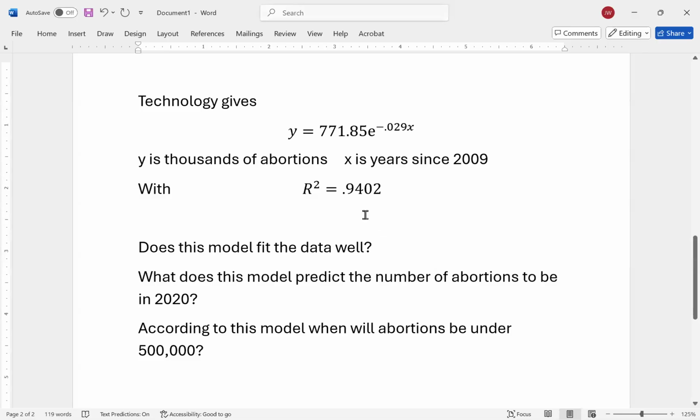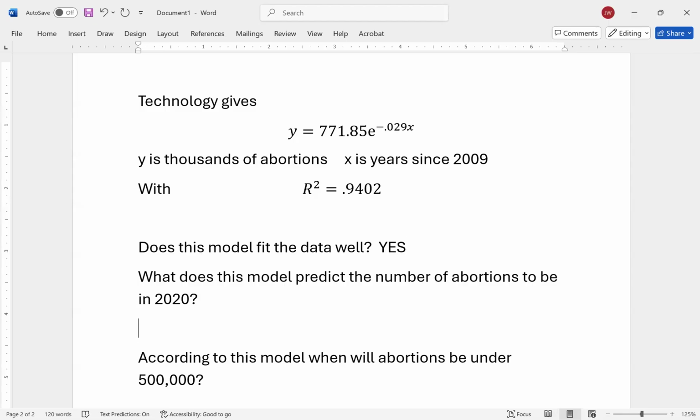Based on what we're given here via technology, again, I am going to be giving this equation to you and the R squared value for any problems in this class. There'll be a companion video that shows you how to do this on your own if you're interested. You can do that in Excel or with a TI-84 calculator. So does this model fit the data well? The answer is yes, because the R squared value is above 0.5. Again, for this class, it's always 0.5 as the cutoff of the R squared.